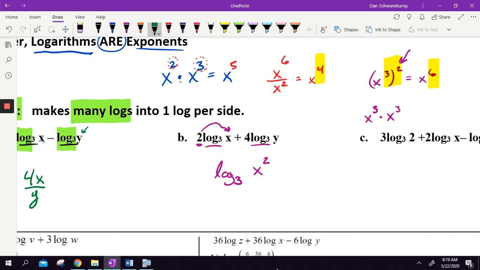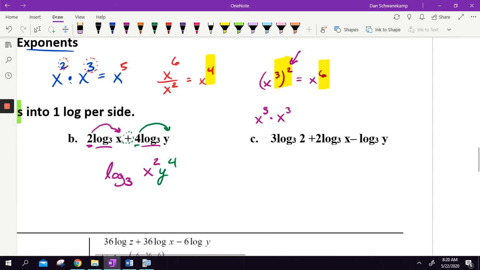Same thing here. I've got this 4. It's in front. It's being multiplied. It's the same thing as y to the 4th power. And they're being added, which in the same case with logs is multiplying them together. A little bit strange to do this. This is called condensing the logarithm. But again, it's following these rules. So when you're like, oh yeah, this is really weird, we've done it before.